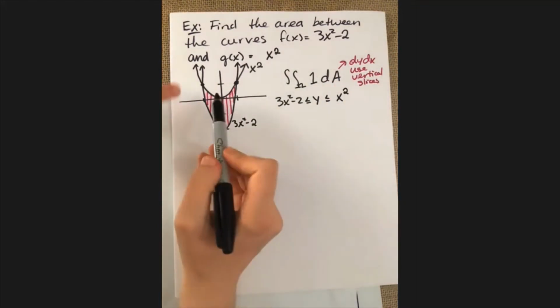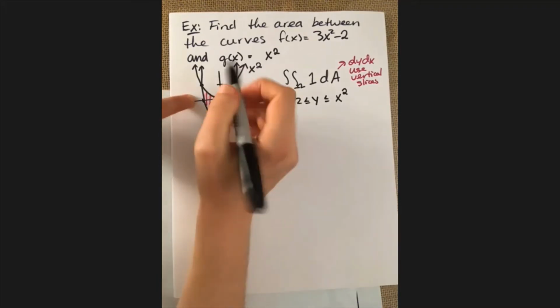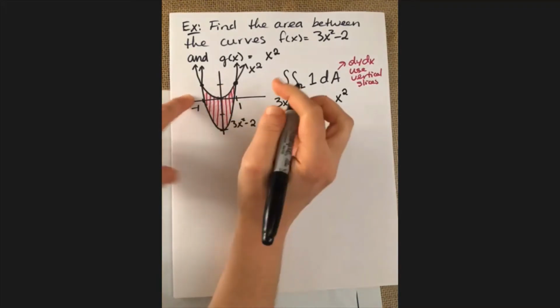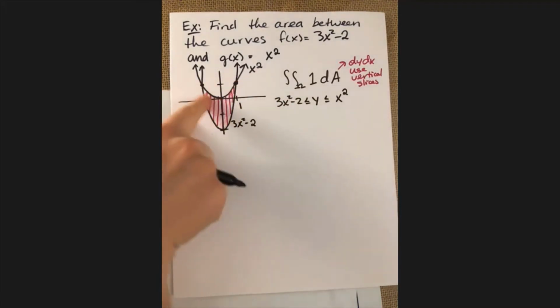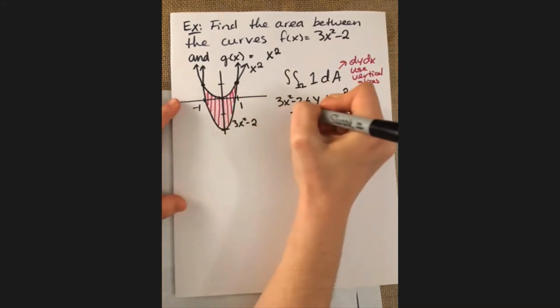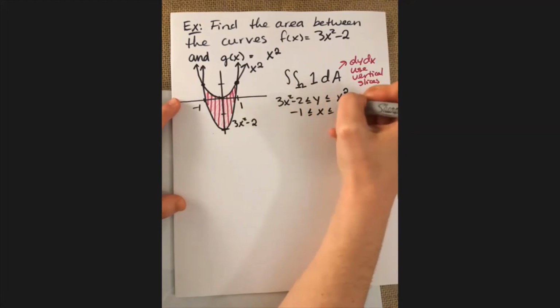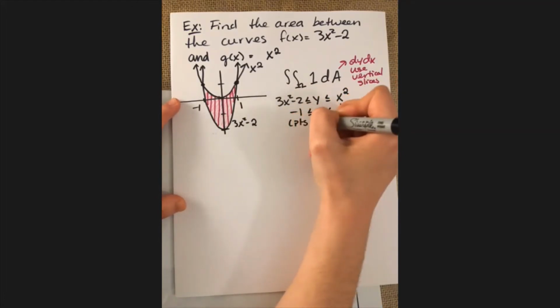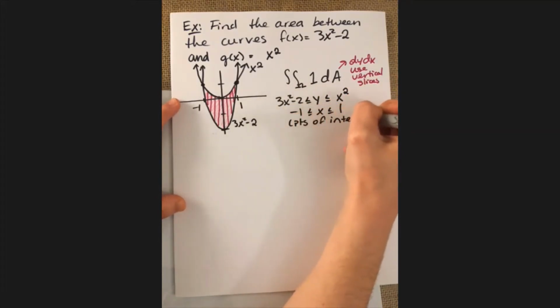And then looking side to side now, x is allowed to range from -1 to 1. You can get that by finding the point of intersection between these two right here. So -1 is less than or equal to x, which is less than or equal to 1. These are the points of intersection.